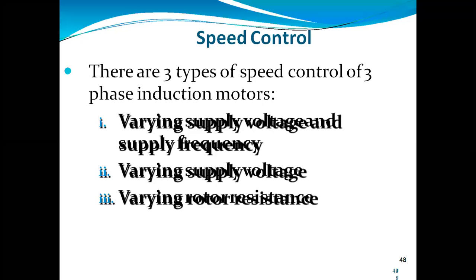When we require higher starting torque, we can use the slip ring induction motor. And when there is no requirement of higher starting torque, we can use the squirrel cage induction motor. The construction of the squirrel cage induction motor is simple compared to the slip ring because there is no need of brushes and slip rings.